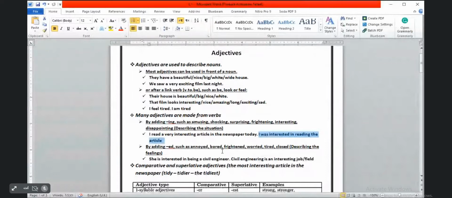Okay? Let's take another example. She is interested in being a civil engineer. هي تشعر بالرغبة في أن تصبح مهندسة مدنية. Interested describes the feeling. بينما civil engineering is an interesting field or interesting job. الهندسة المدنية هي وظيفة أو مجال عمل مرغوب. So interesting مرغوب أو ممكن تقول يثير الدهشة أو رائع. So interesting here describes civil engineering. It describes the situation of civil engineering.